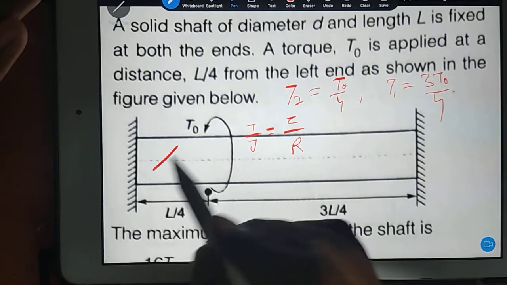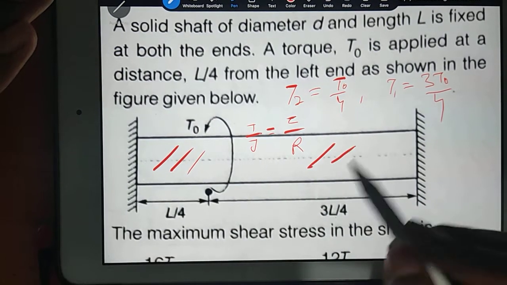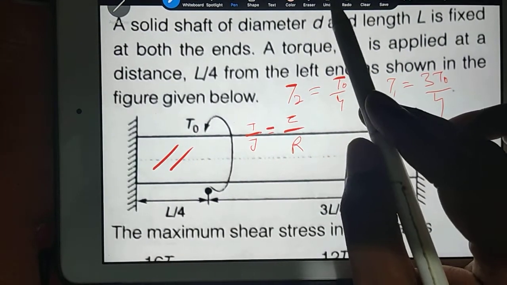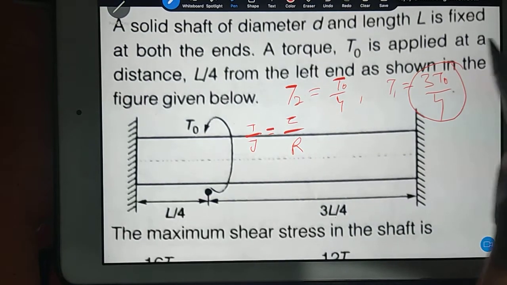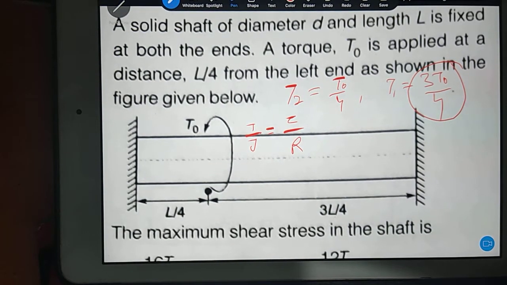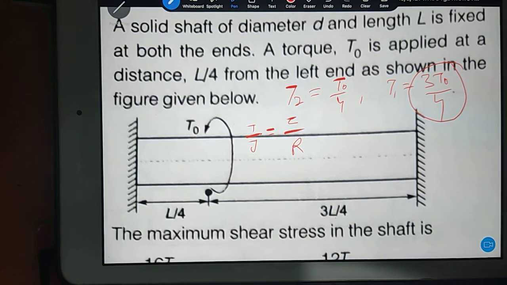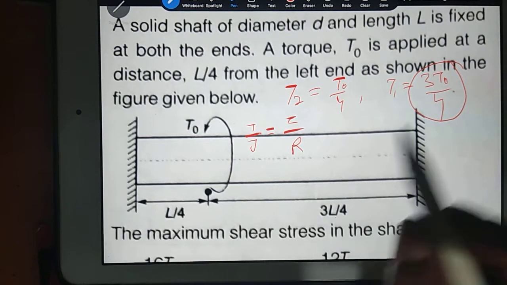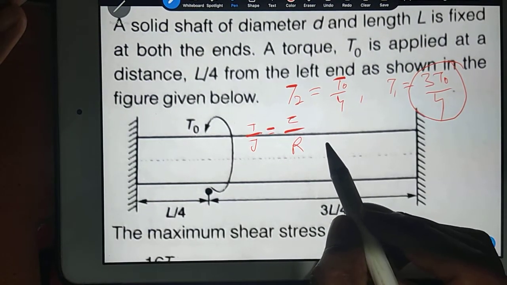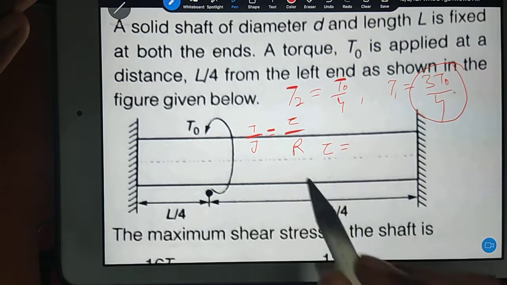You can find out shear stress in first portion and in second portion one by one. And no doubt that when you will be using this value, then only your shear stress will be maximum. Clear? Let's find out that. How will you calculate that? So I am calculating the tau value. So tau value, how do we calculate?